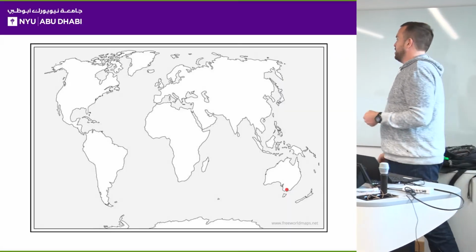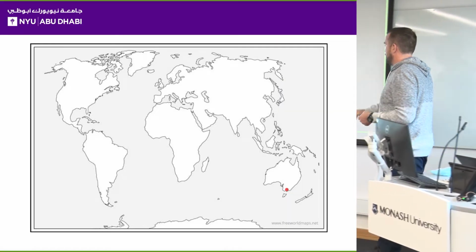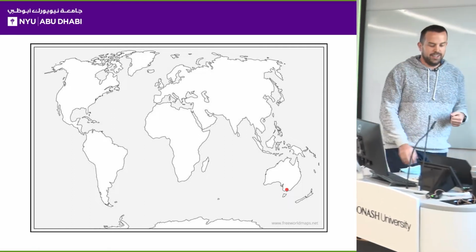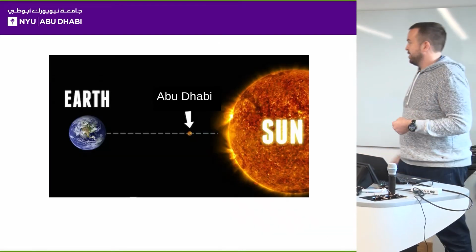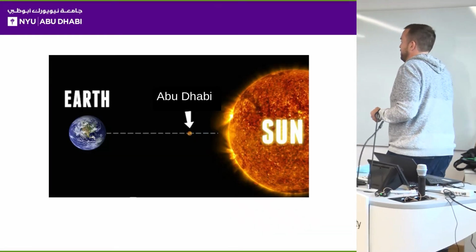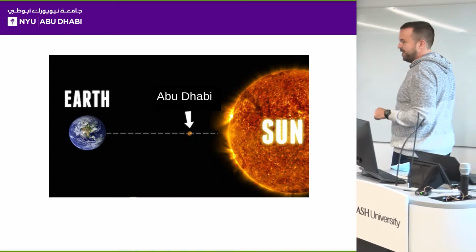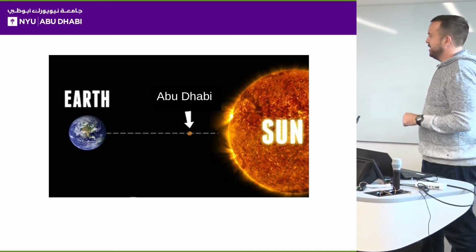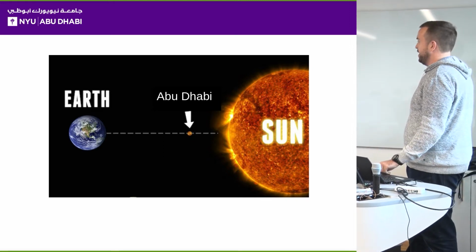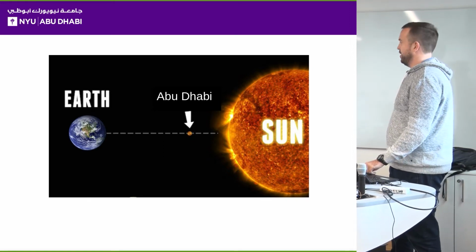So in case you're wondering where Abu Dhabi is, this is where you're located here in Australia, and this is where Abu Dhabi is located. Very hot. I think at the moment it's around 40 degrees, but with humidity it's near 50 degrees. So quite warm compared to here. It's quite a shock to come back to the cold weather.